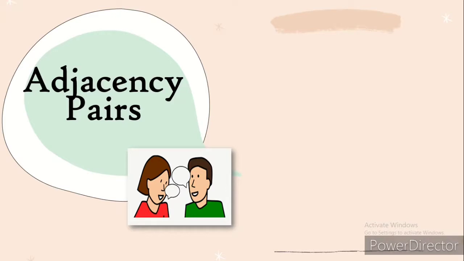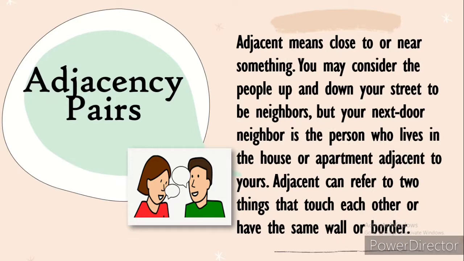Then we have adjacency pairs. Let us have first adjacent, the word adjacent. A-D-J-A-C-E-N-T, adjacent. Adjacent means close to or near something. You may consider the people up and down your street to be neighbors, but your next door neighbor is the person who lives in the house or apartment adjacent to yours. Adjacent can refer to two things that touch each other or have the same wall or border.